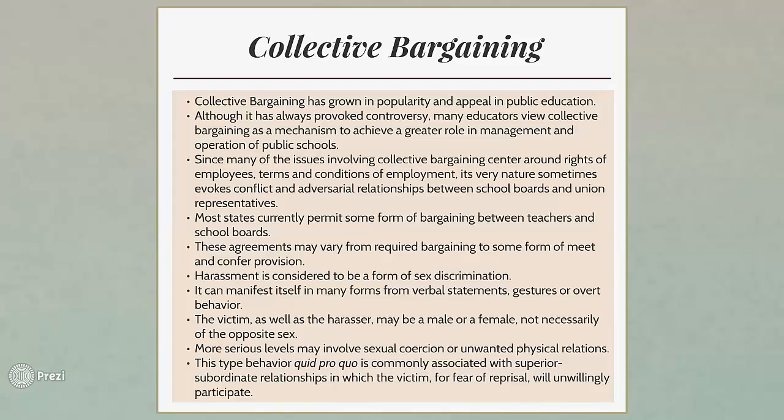Harassment is considered to be a form of sex discrimination. It can manifest itself in many forms, from verbal statements, gestures, or overt behavior. The victim, as well as the harasser, may be a male or a female, not necessarily of the opposite sex. More serious levels may involve sexual coercion or unwanted physical relations. This type of behavior, quid pro quo, is commonly associated with superior-subordinate relationships in which the victim, for fear of reprisal, will unwillingly participate.